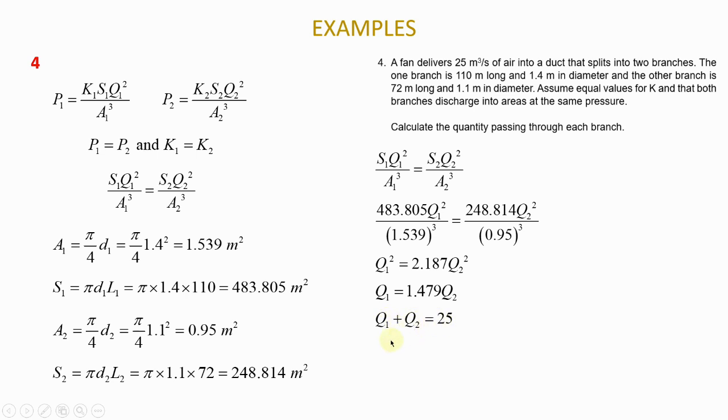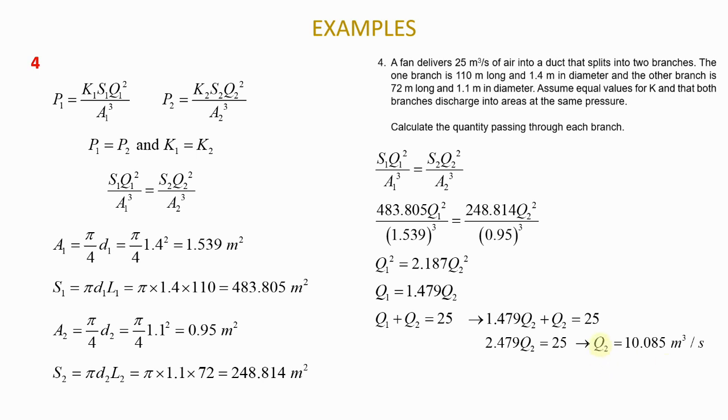And so from here, we can replace this Q1 by this expression, and then we will solve for Q2. So you can just replace Q1 by 1.479 Q2, so that plus Q2 is equal to 25. Now we have an equation where only Q2 is the unknown, so we can solve and find Q2. You will have 2.479 Q2 is equal to 25, and that will mean that Q2 is equal to 10.085 cubic meters per second.